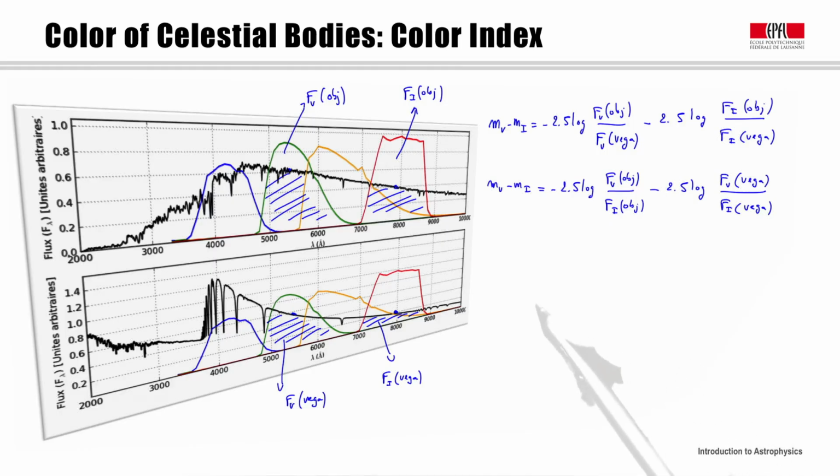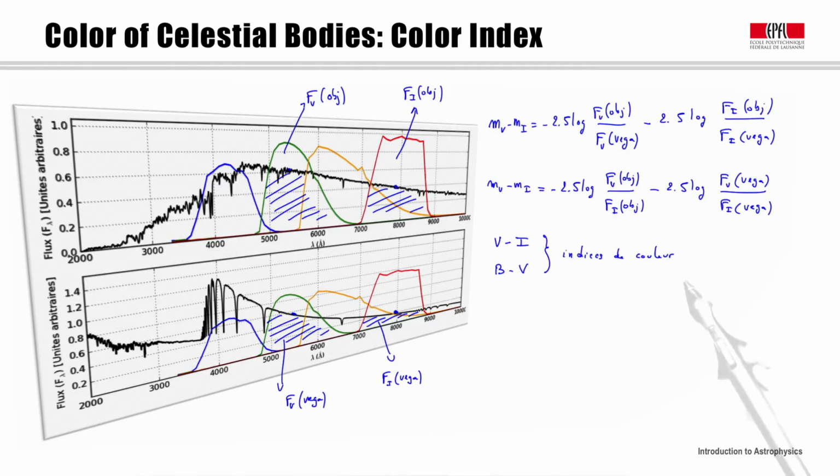So in practice, we will use different color indexes. So instead of writing m indexed V and I, often we will write in big letters like this. For example, V minus I, B minus V. And we will define color indexes. And in these color indexes, we will always put the bluest filter left.